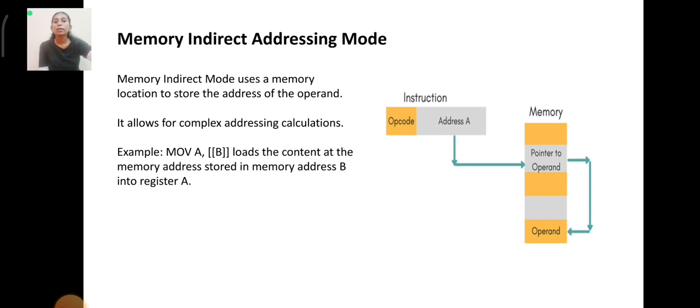Memory indirect addressing mode. Memory indirect mode uses a memory location to store the address of the operand. It allows for complex addressing calculations. Example: MOV A, [[B]] loads the content at the memory address stored in memory address B into register A.